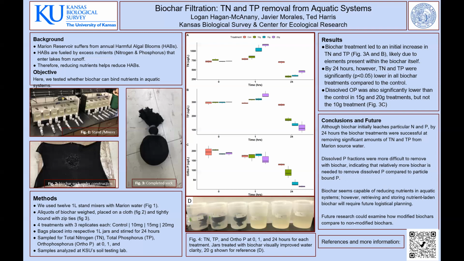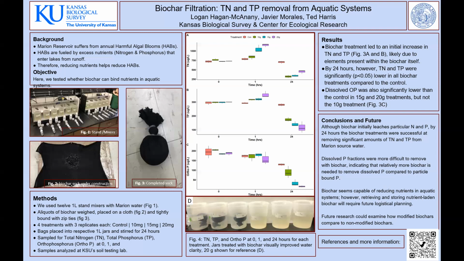We tested whether or not biochar can bind to these nutrients, and to do so, we used 12 1-liter sand mixtures filled with Marion water. We took aliquots of biochar, weighed them, placed them on a cloth, and bound them tightly with zip ties, as you can see here. This was done because the socks that the biochar came in are like 2 feet long, and you really can't get smaller sizes, so we had to create our own.